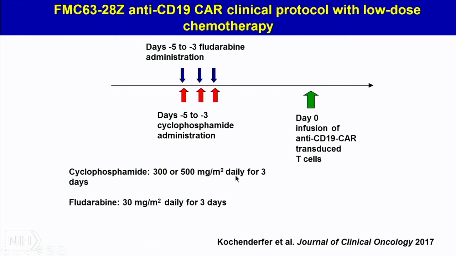Now, why do we give this chemo at all? We give the chemotherapy before CAR T cell infusions because there's a lot of evidence that shows depleting lymphocytes from mice dramatically enhances the effectiveness of adoptively transferred cells of any type.